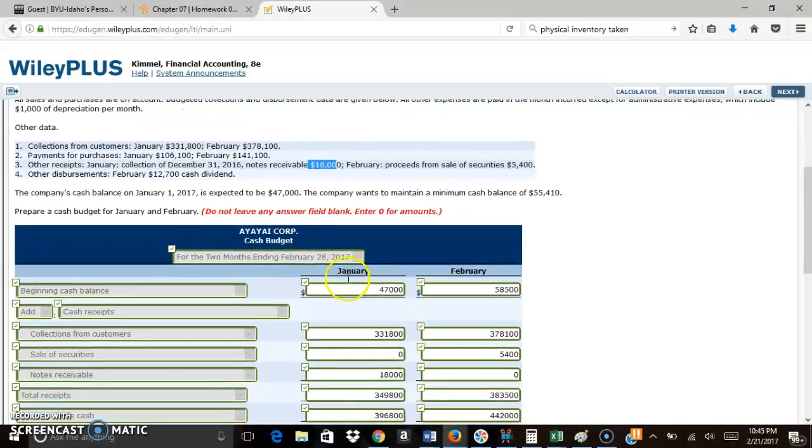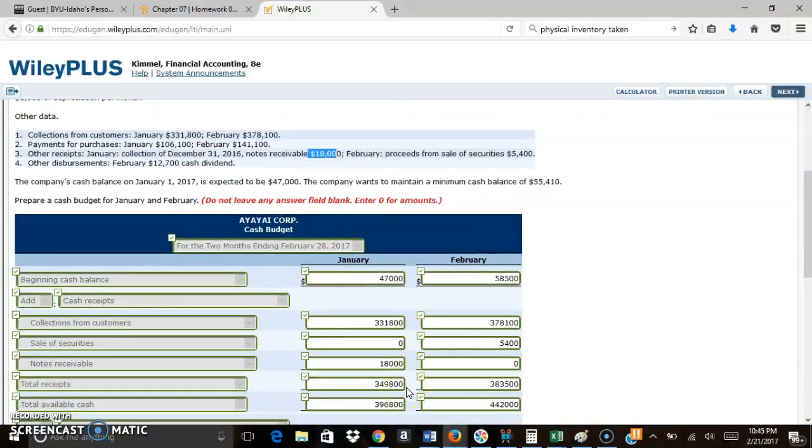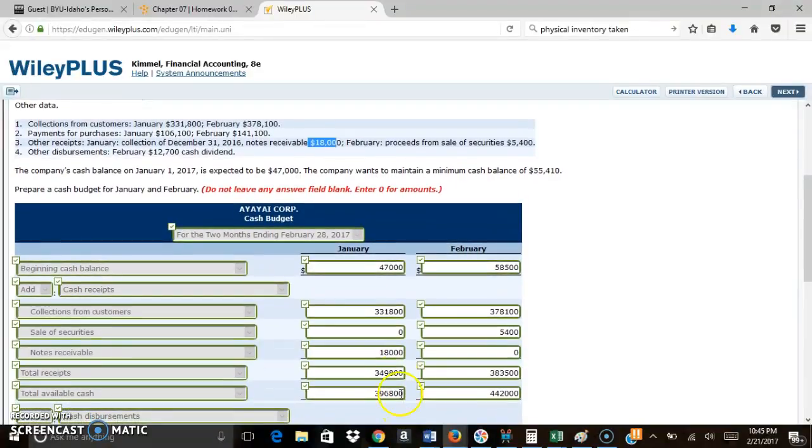And then we're going to total the receipts. So $331,800 plus $18,000 will give us $349,800. And then total available cash, we'll add in our beginning cash balance of $47,000 plus $349,800 to give us $396,800.